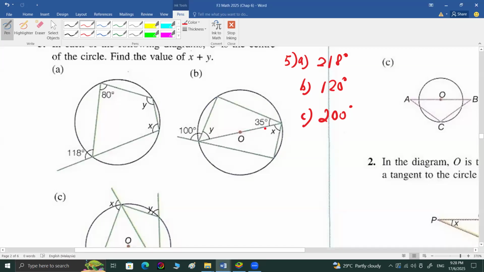Can you see diameter? Diameter, so this is 90, right? So 90 minus 35, you get Y is 55. And then after that, how to get X? Okay, see this exterior? So means if this is 100, this one also 100, right? So what is the X? 65. Okay? 100 minus 35, you get 65. So 55 plus 65. Okay, can follow?